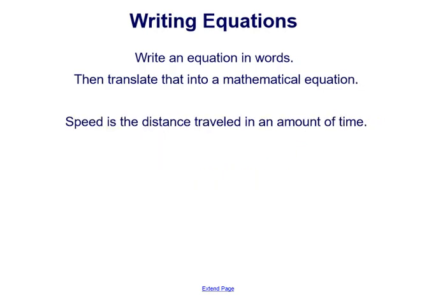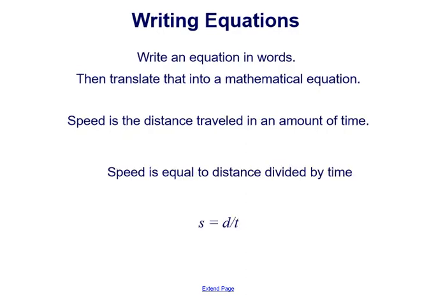Let's look at this third example. Here we have speed is the distance traveled in an amount of time. So again, translate that word into an equation using words, and then translate that into an equation using mathematical numbers and symbols. So speed, that's very specific. We're talking about speed. Is, that's short for is equal to.